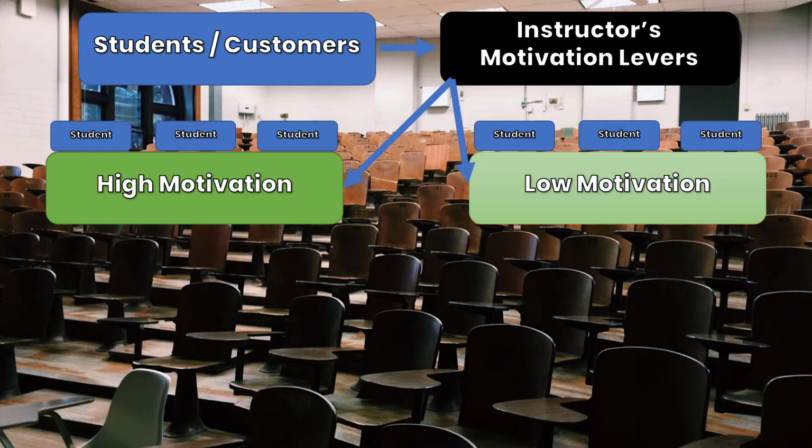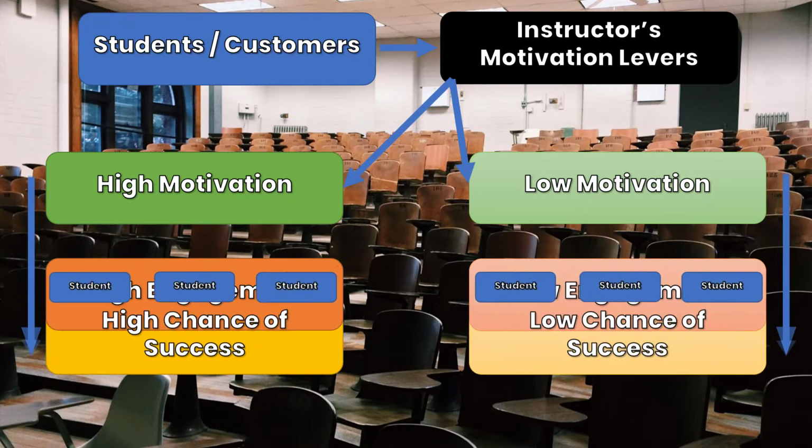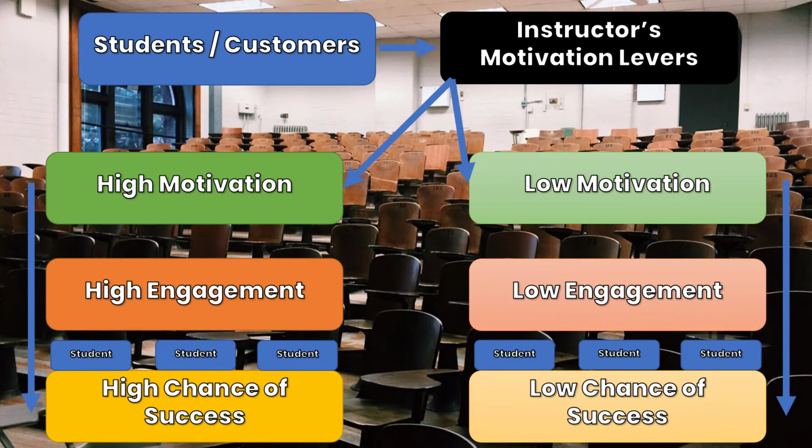And so you pull these different levers, and what it does is it puts these students into these groups: high motivation, low motivation. Again, we are seeing here that these motivation differences are not tied to personality characteristics. They're tied to course environment and things that instructors do. The research supports this really strongly. Now we follow that through. High motivation, high engagement. Low motivation, low engagement. High engagement, high chance of success. Low engagement, low chance of success.